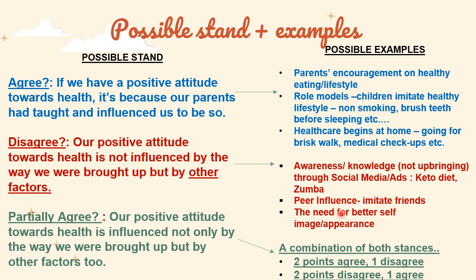Or maybe you are influenced by your peers. You imitate what your friends have been doing, what your friends have practiced, to lead a healthy lifestyle. They went for jogging, you follow. What are the examples? When you are influenced by friends. And then maybe you have the urge for a better self image, better self appearance. You yourself feel that, oh, I need to be good.